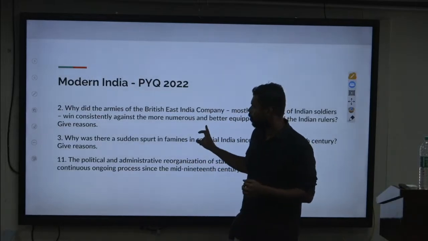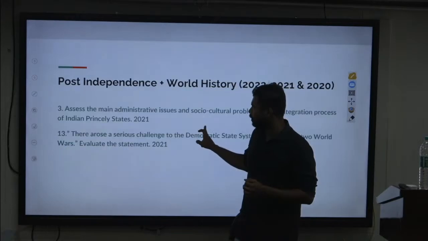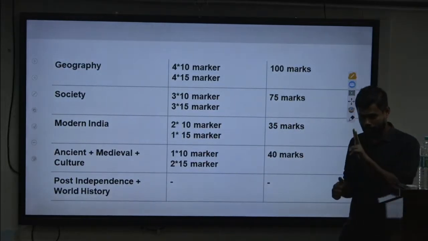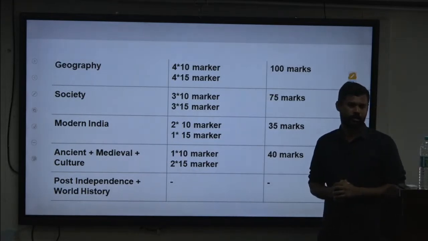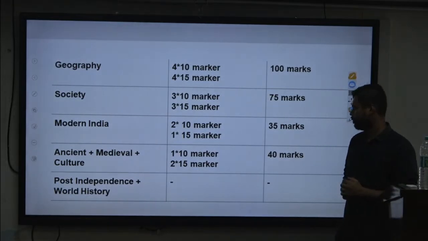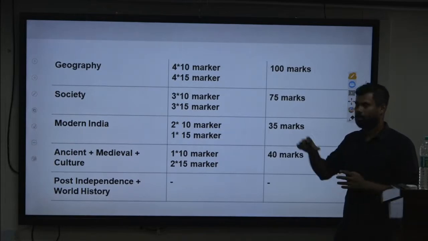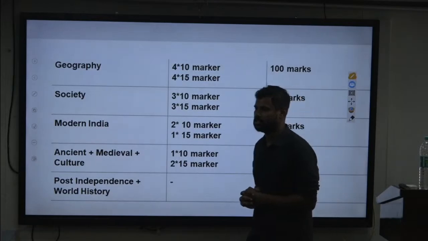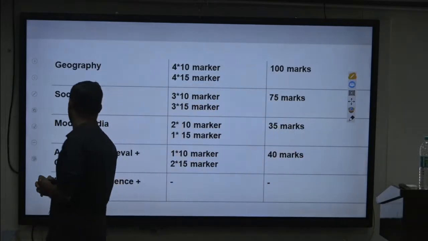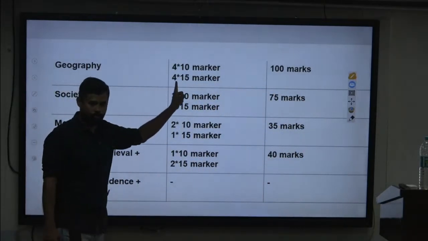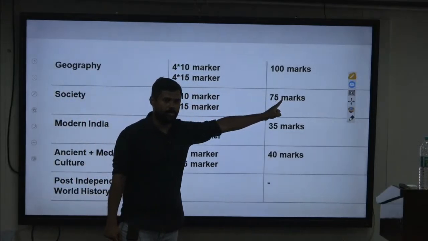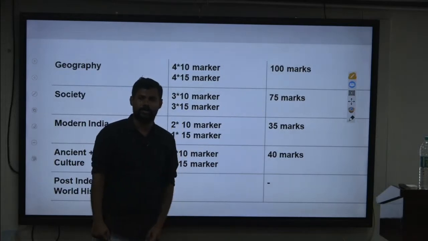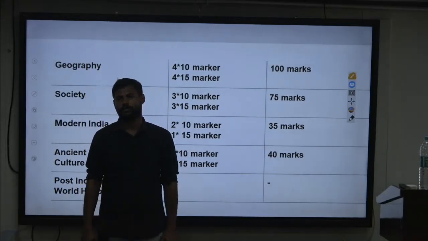Overall, before I finish this, I'll just come back to this. This is the marking pattern of paper 1, because we finished the two dominant pillars of this thing. I just wanted to finish it to give this. So this is the dominant scoring pattern of GS1. Geography has 4 10-markers and 4 15-markers. That will make it 100 marks. Society has 3 10-markers and 3 15-markers. That will make it 75 marks.